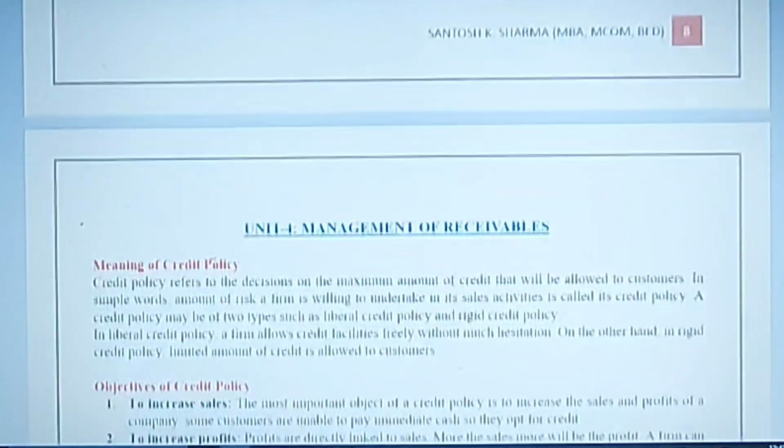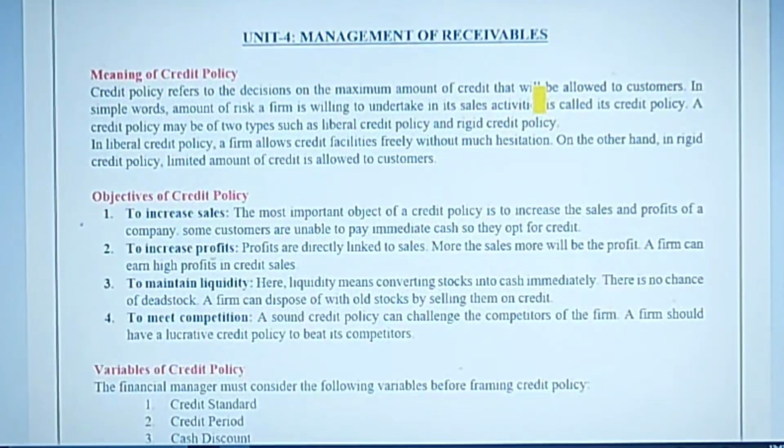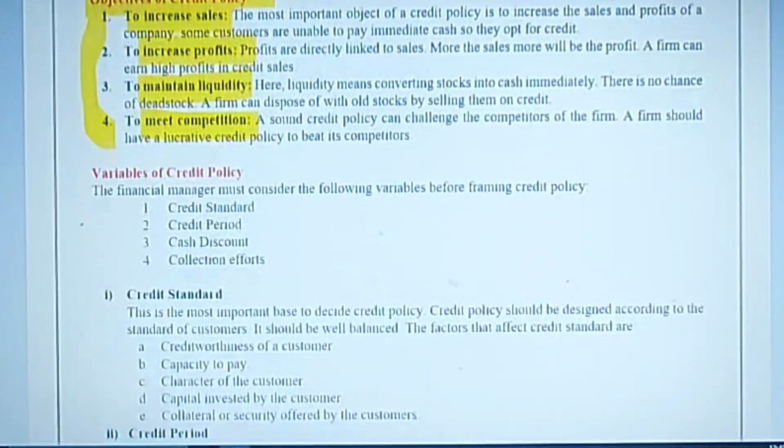Let's move on to unit 4, management of receivables. As we know, receivables means the money which we are liable to receive from the debtors, and this is the meaning of credit policy. And what are the different objectives of credit policy? Basically, to increase sales, to increase profit, to maintain liquidity, and to meet competition. So these are the basic four objectives of credit policy which are devised by the company.